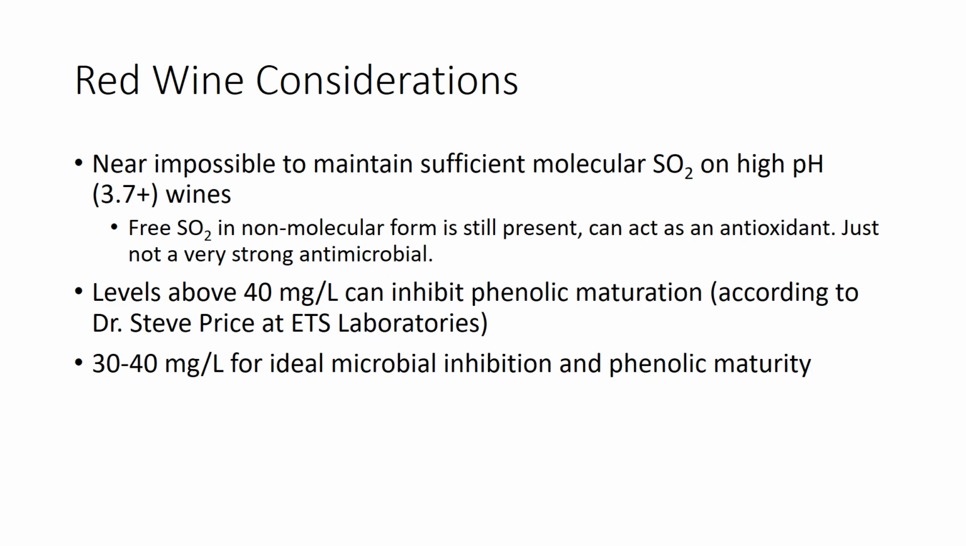Dr. Steve Price is the phenolic chemist for ETS Laboratories based out of St. Helena, California, and he's a really excellent resource. He says that levels above 40 milligrams a liter of free sulfur dioxide can inhibit phenolic maturation in reds.